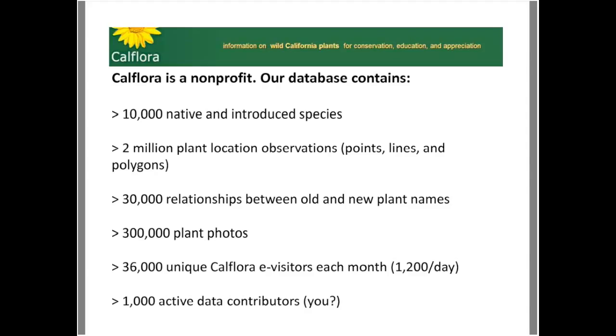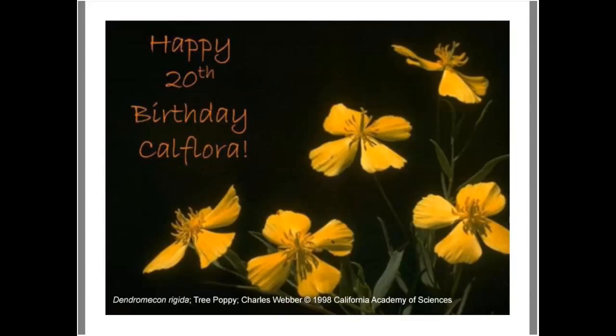Over 30,000 relationships between old and new plant names. That's a pretty big deal, as I'm sure most of you know. When the plant name changes, when you use the CalFlora website, you can search by an old name, by a new name, and they're all what we call crosswalked together so that you can find the plant you're looking for. Over 300,000 plant photos, a lot of them are from CalPhotos, and over 36,000 unique e-visitors each month, or 1,200 a day. We just celebrated our 20th birthday. Exciting, that was 2014.